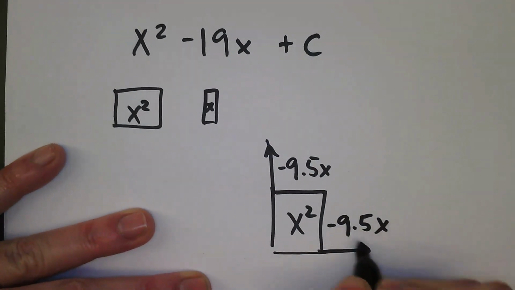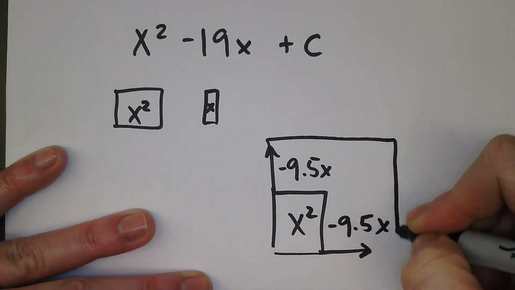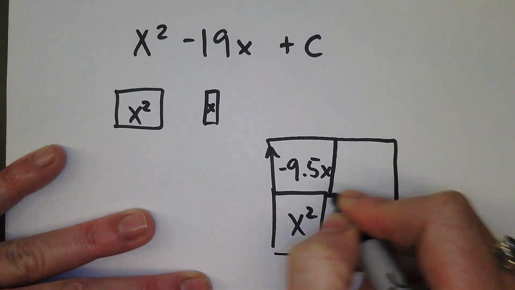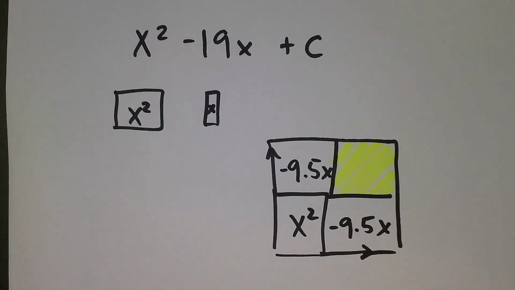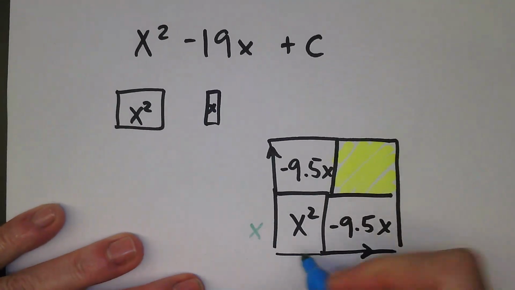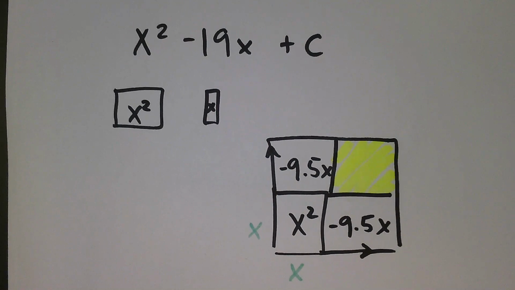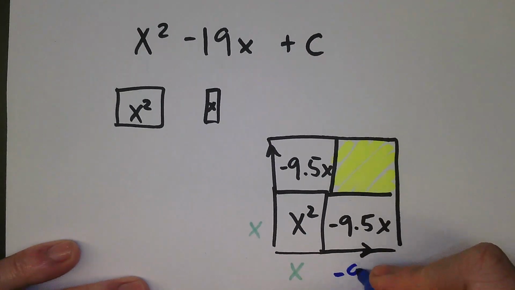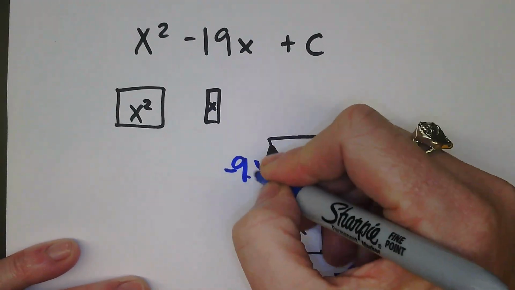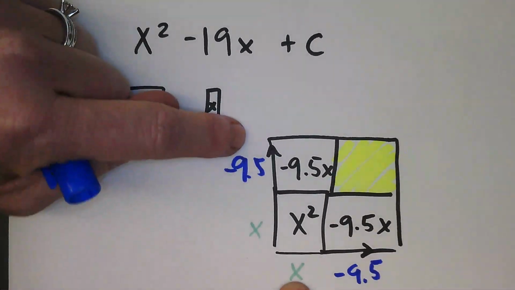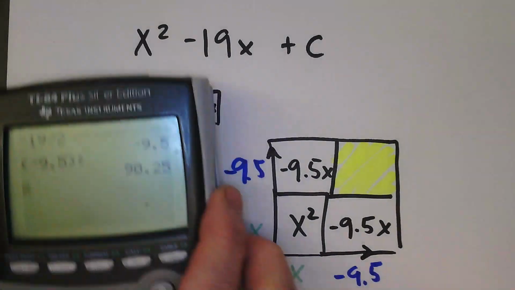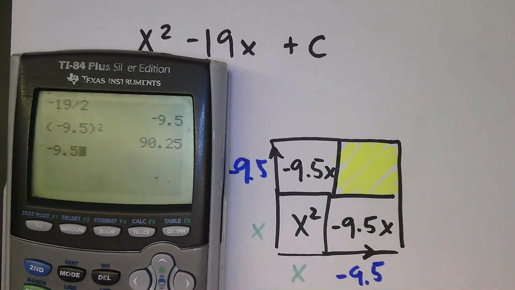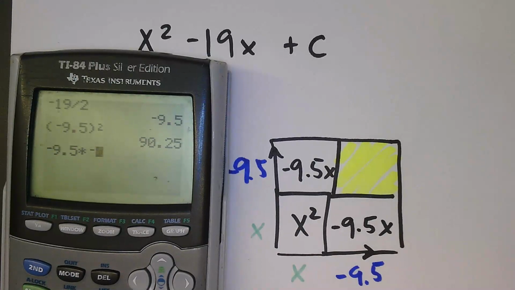Well, this doesn't quite build a square because I don't have the whole thing filled in. I've got this little section right here that is missing. That's the value that I need in order to complete the square. If I think about this as an area model, I have an x and an x here for multiplying by x squared, and then I have a negative 9.5 here and a negative 9.5 here, because x times negative 9.5 is this. So to get what is in there, I need to do negative 9.5 times negative 9.5.